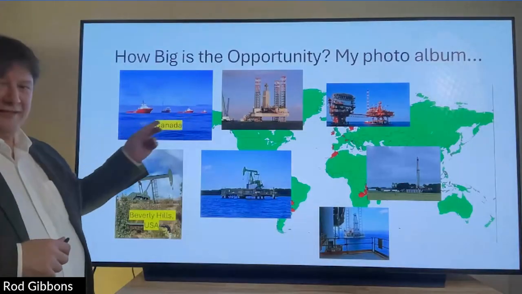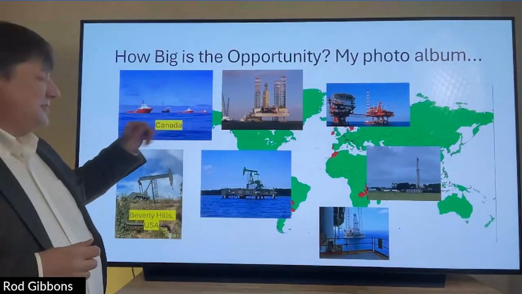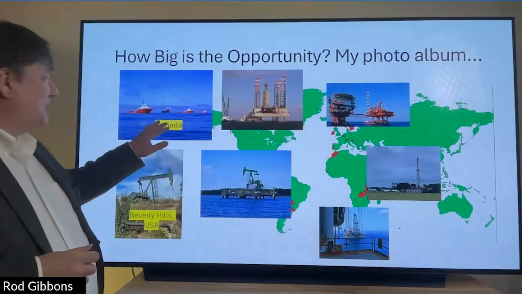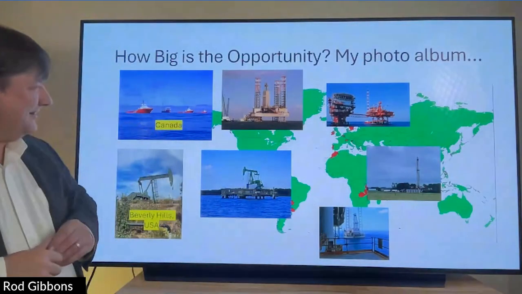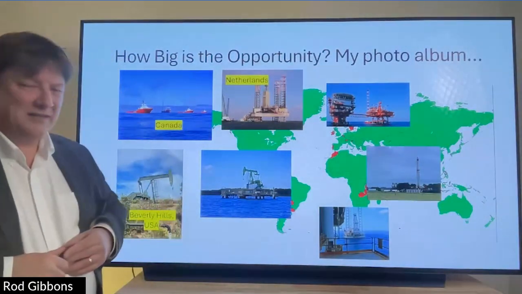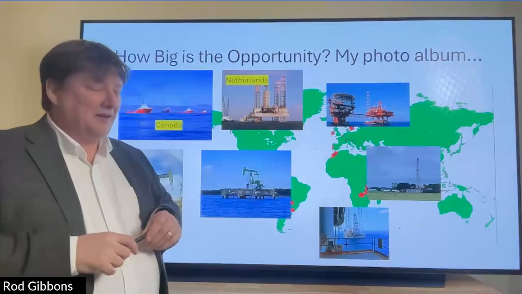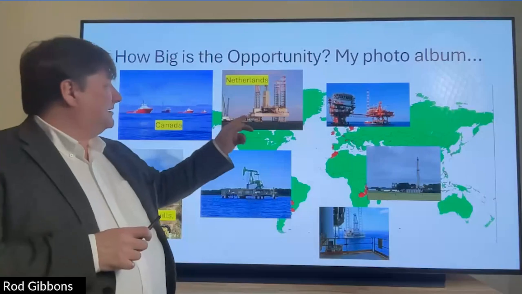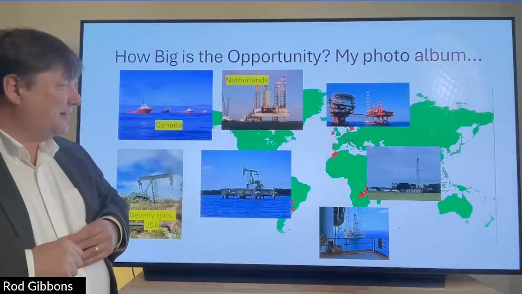This one is fairly easy. This one's Canada. I figured I'd put that one in there. And this is the East Coast, of course. And I really like this picture because the water is flat, and that doesn't happen very often. This one here, this is the Netherlands. So I worked out of Amsterdam for almost 10 years, and so this is activities actually in the North Sea from the Netherlands.